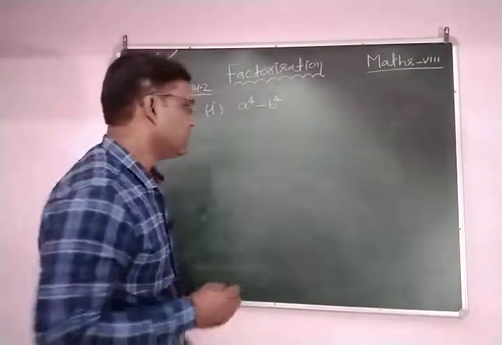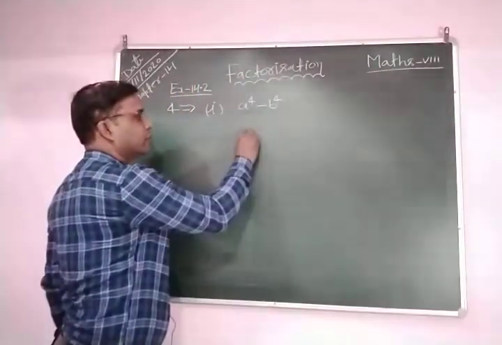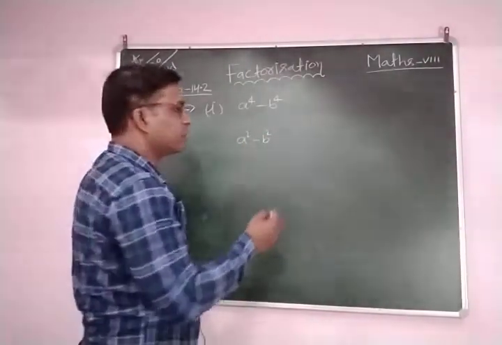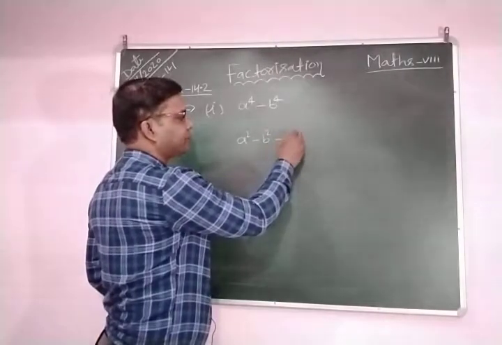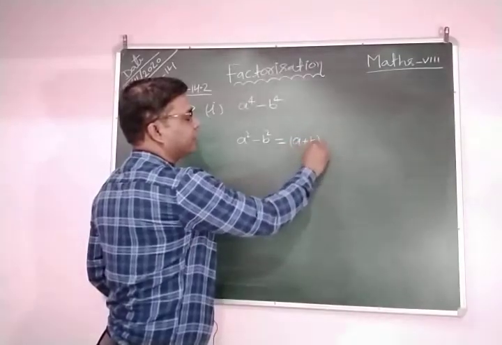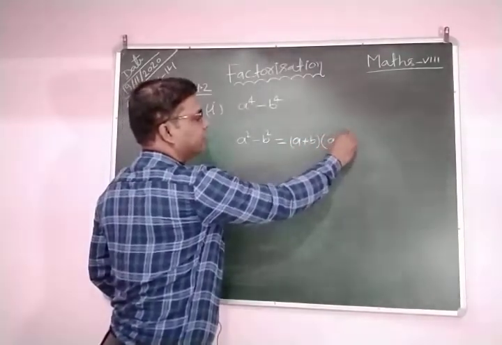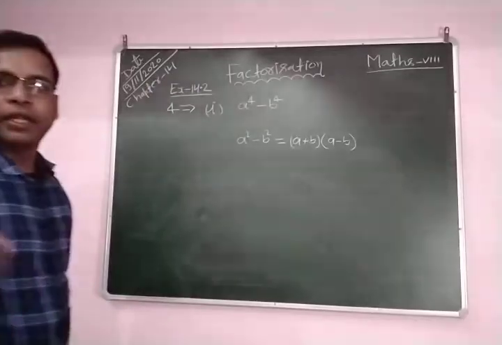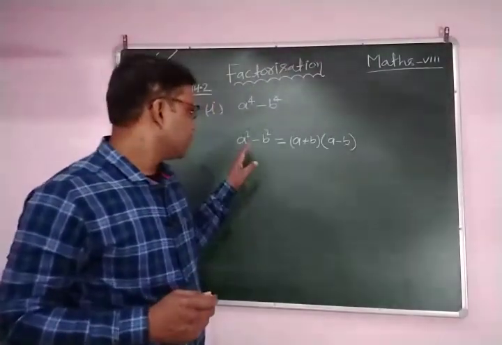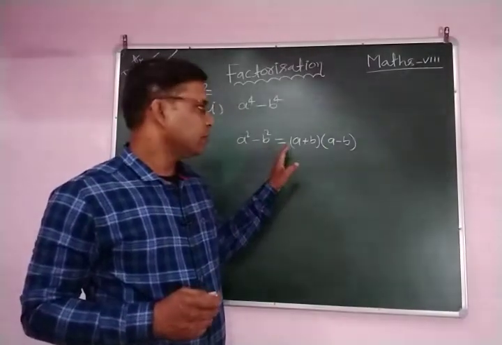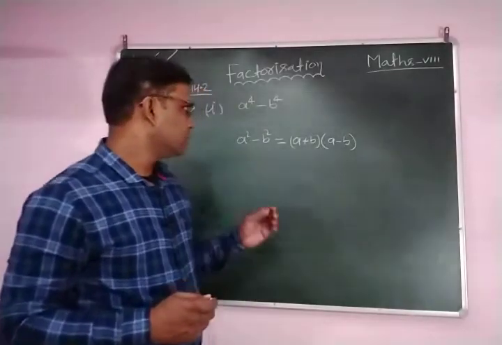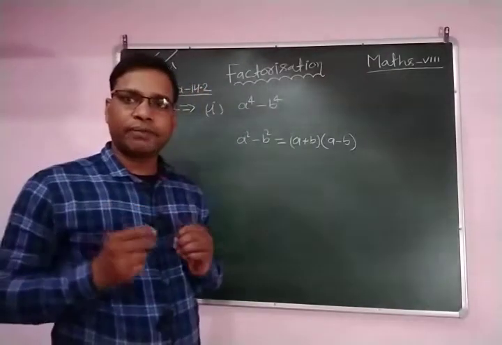You know very well that a square minus b square is equal to a plus b into a minus b. So you can write a square minus b square is equal to (a plus b)(a minus b). Clear? Also you know very well the law of exponents.